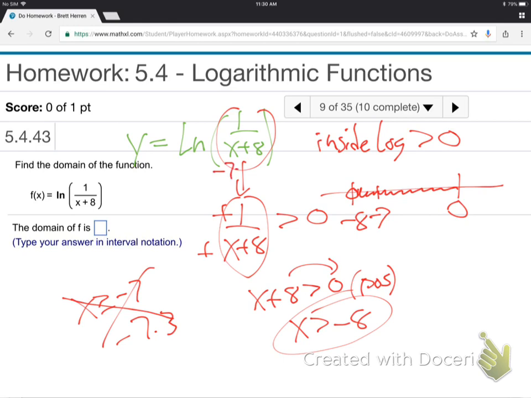If I put in negative 7.5, you see that the bottom will be positive: 8 minus 7.5 is positive a half. And the whole fraction will be positive, and that's okay. The inside of the log is positive. If it was 1 over x minus 8, then I would just have x minus 8 greater than 0, jump that over, x greater than 8. Just got to make that bottom positive. Whatever they put in the bottom, that bottom has to be greater than 0.